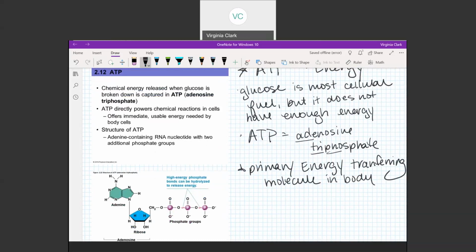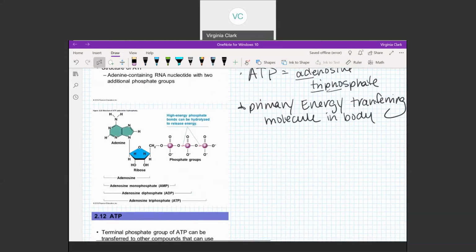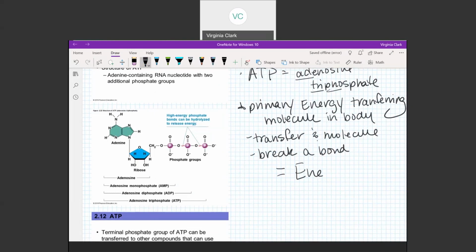So ATP, this works because it will actually transfer a phosphate. It will, or transfer a molecule. And so when it does that, it will break a bond. And as it breaks a bond, because it's transferred a molecule, you are going to get energy released. And then you can actually use that energy. So it's a very cool process.